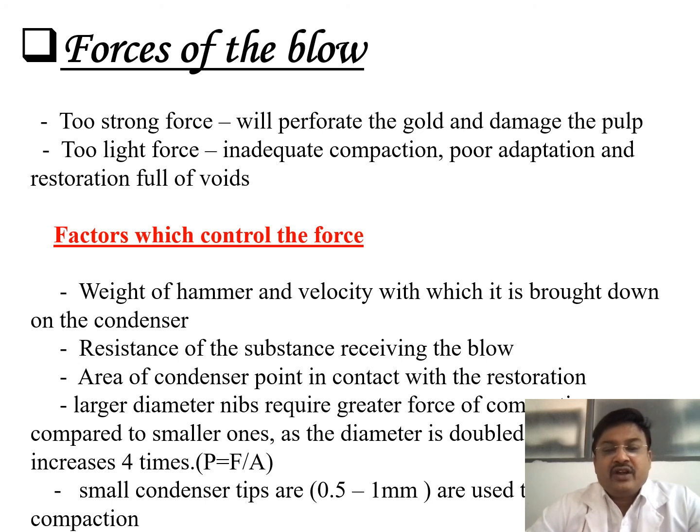Larger diameter nibs require greater force when compared to the smaller ones, as when the diameter is doubled, the force increases to 4 times. So P is equal to force per area. The small condenser tips are 0.5 to 1 mm and are used for the compaction.